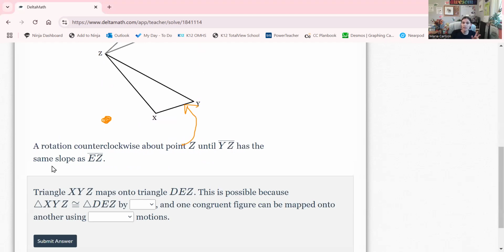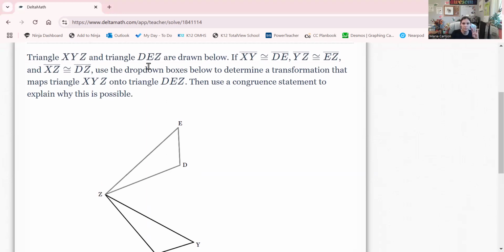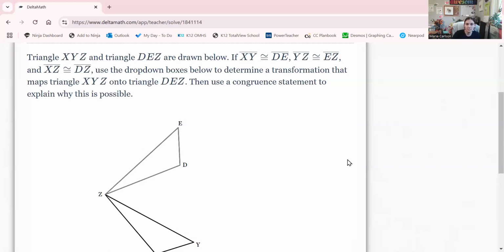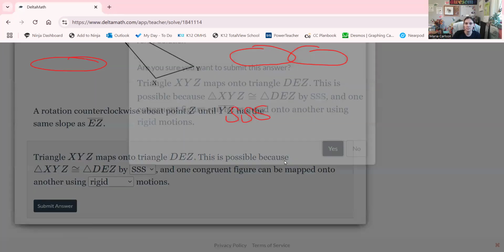And then why are they congruent? Based on what's set up here, I didn't even honestly read through this. I was being a little bit lazy. Don't be like me. XY is congruent to DE. So we know we have a set of corresponding sides. Oh, look at what I have here. I have a set of sides, I have a set of sides, and I have a set of sides. So this seems like side, side, side congruency. And one congruent figure can be mapped onto another using rigid motions.